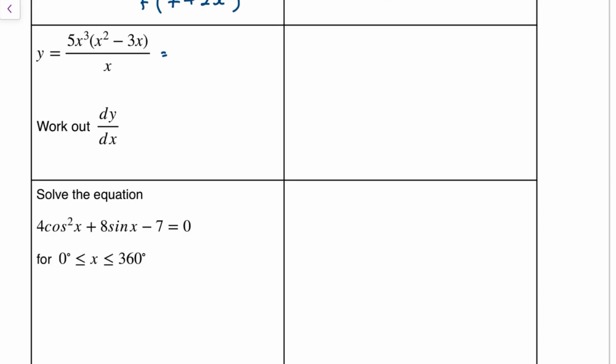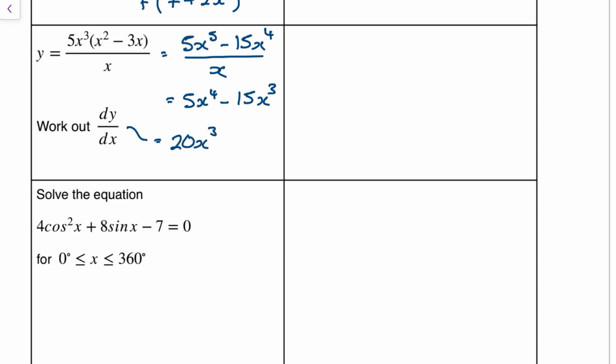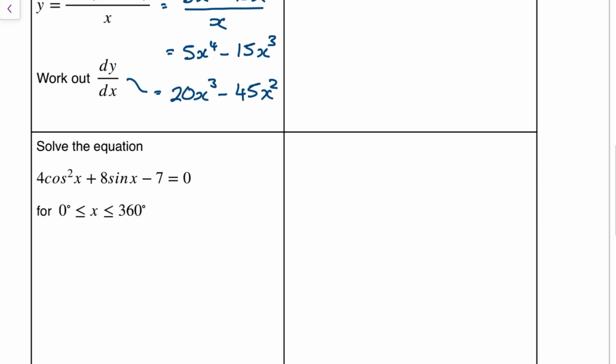Expand the brackets first. So that's going to give me 5x to the power of 5 minus 15x to the power of 4, all divided by x. Now I can divide everything by x because I'm factorising out and cancelling an x. So that's going to give me 5x to the power of 4 minus 15x to the power of 3, which means if I differentiate, 4 times 5 is 20, so 20x cubed minus 45x squared. And that's the question done. Not terrible, right? But it's an okay question.